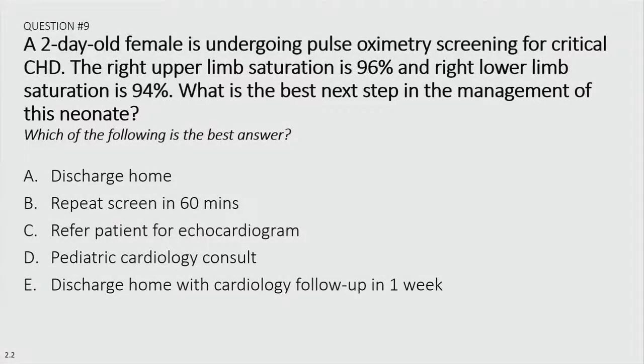A 2-day-old female is undergoing pulse oximetry screening for critical congenital heart disease. The right upper limb saturation is 96%, and the right lower limb saturation is 94%. What is the best next step in the management of this neonate? A, discharge home. B, repeat the screen in 60 minutes. C, refer the patient for echocardiogram. D, pediatric cardiology consult. E, discharge home with cardiology follow-up in 1 week. Choose your answer.